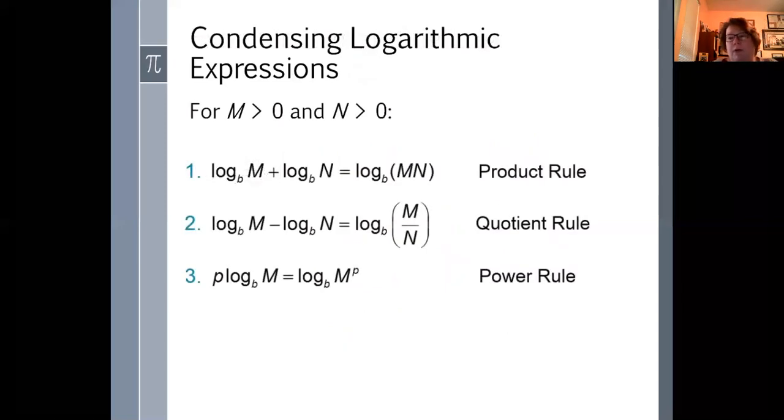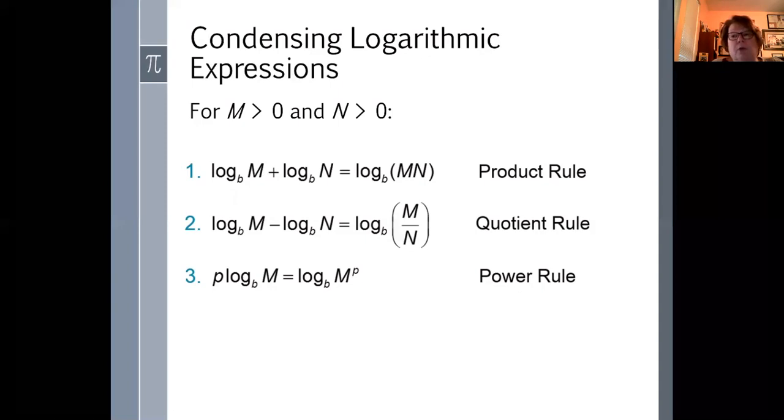You can also use these 3 properties to condense logarithms. So if you have, for example, the sum of 2 logs, you can write that as the log of the product. So you're using the product rule that we just got in reverse. So the log base b of m plus the log base b of n can be written as the log base b of m times n.